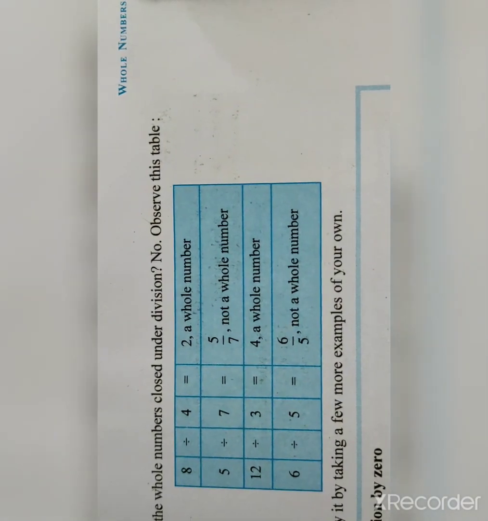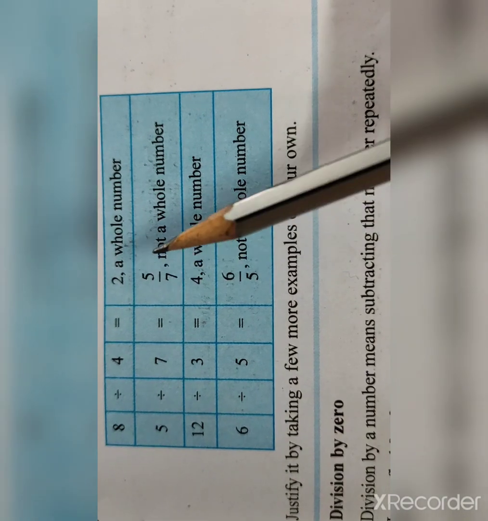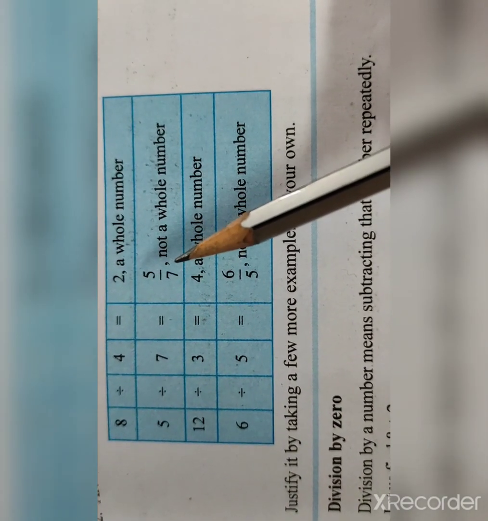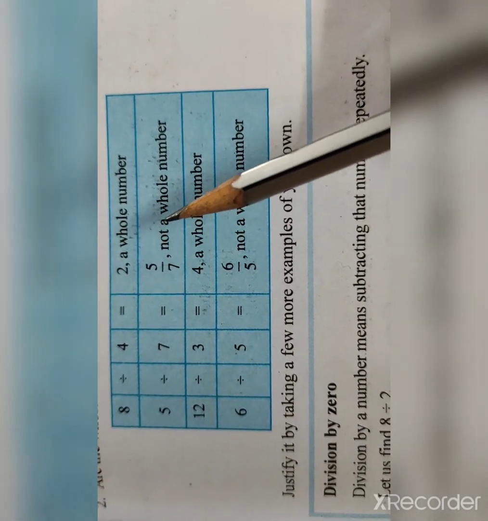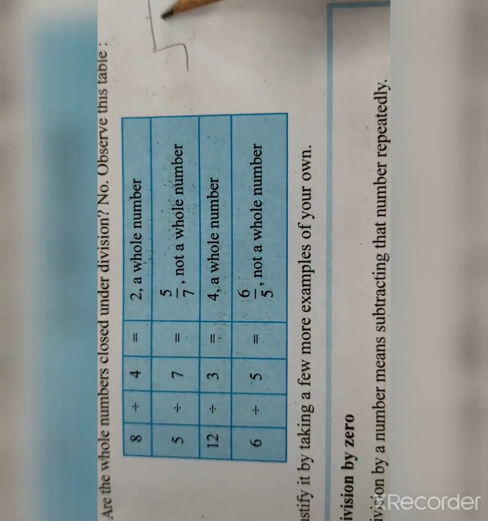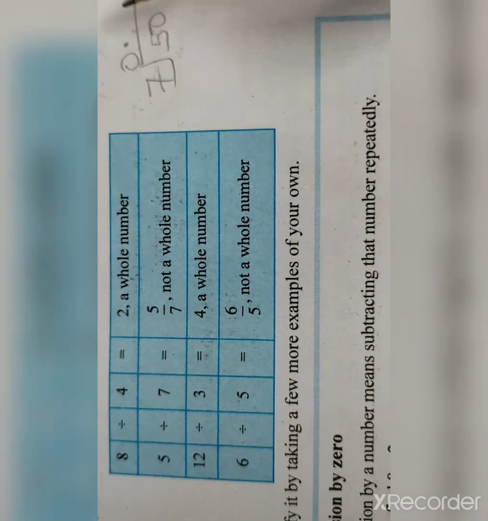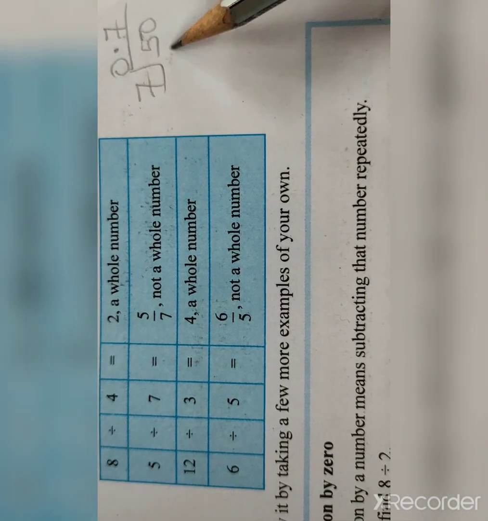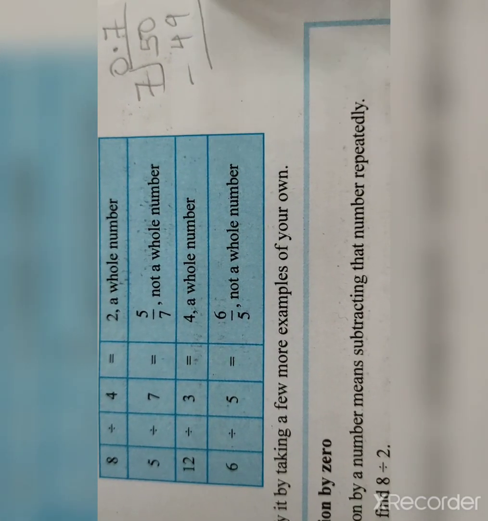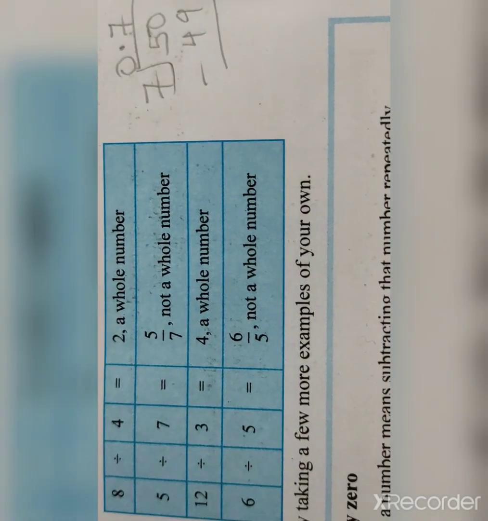Okay, now division we will check. For division, 8 divided by 4, and 5 divided by 7. So 5 is not divisible by 7. If we divide, we will get 5 here. So we put a decimal, decimal will give 0, and here we put 0. 7 sevens are 49. We are getting a decimal number, and a decimal number is not a whole number.